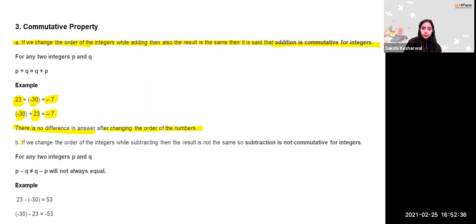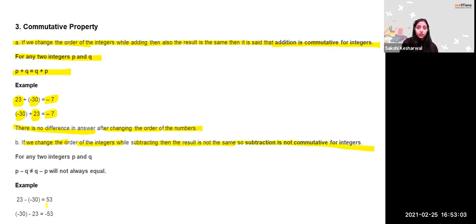So we say that integers are commutative under addition, right? So for any two integers p and q this holds. Now, if we change the order of the integers while subtracting, the result is not the same. So subtraction is not commutative for integers.